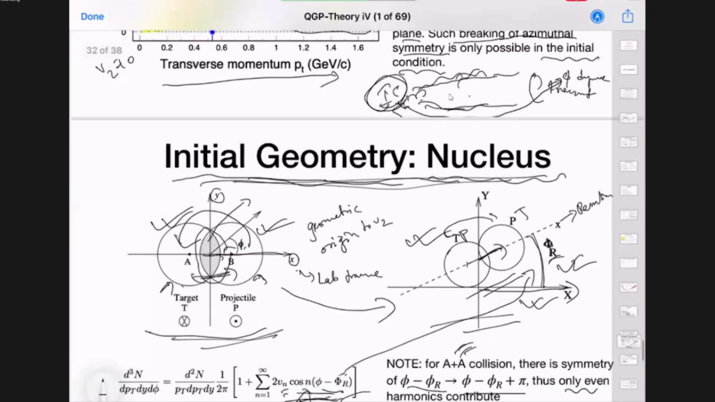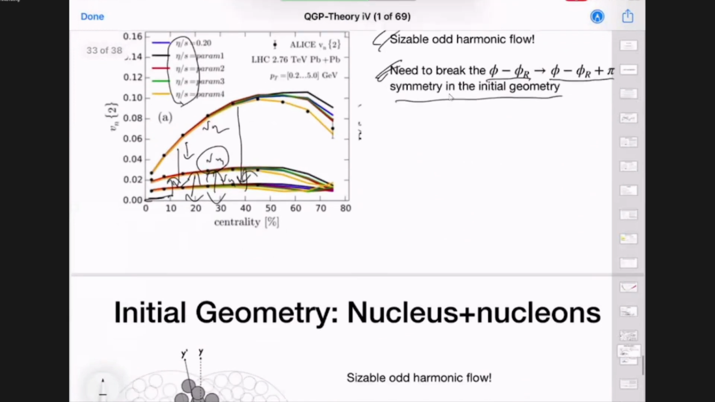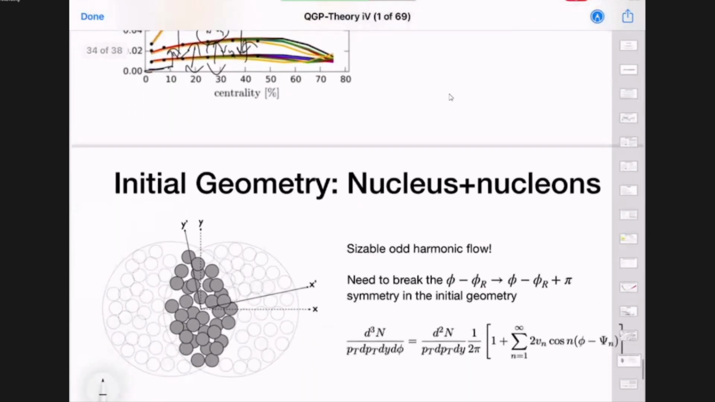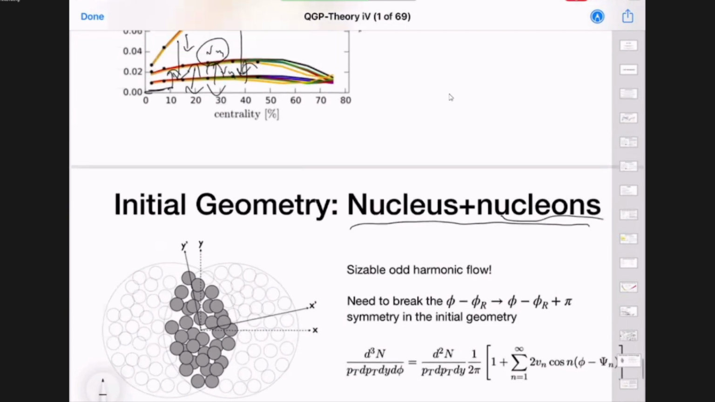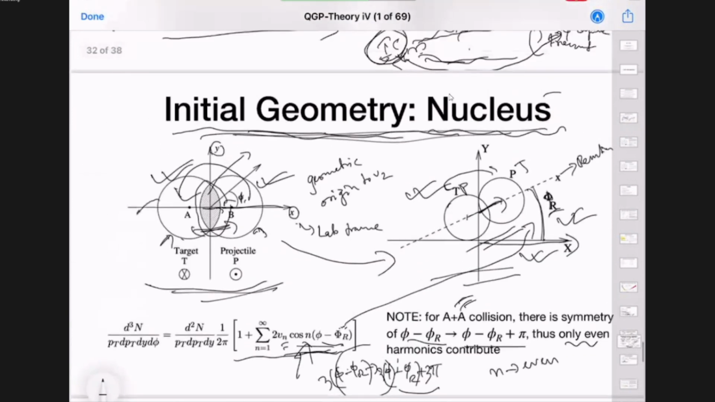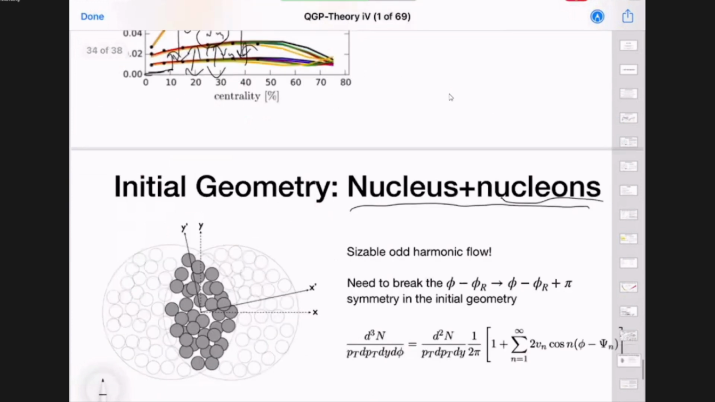So here we had considered the nucleus. What people then thought was, let's go from just the nucleus to considering the nucleus together with the fact that the nucleus is nothing but a collection of these nucleons, okay? So the picture you now have to imagine in your head is that instead of this circle, you have to think of it like a bunch of these nucleons, right?